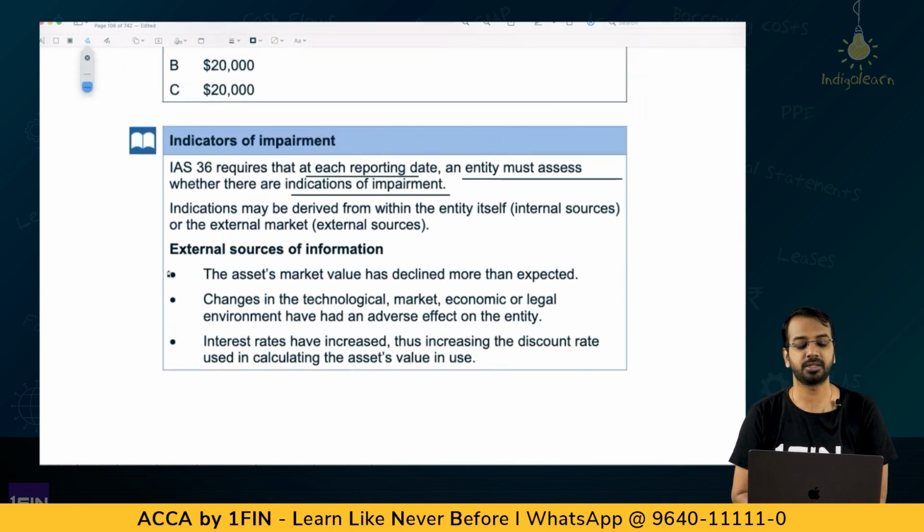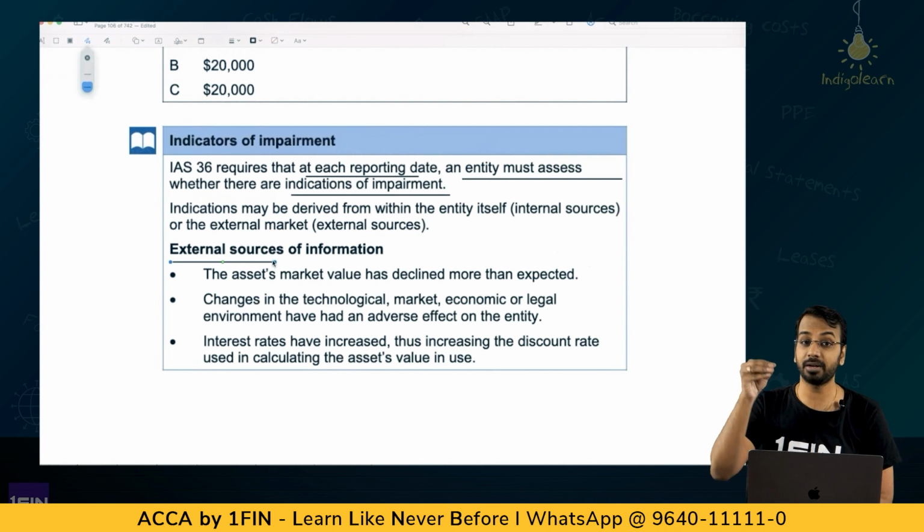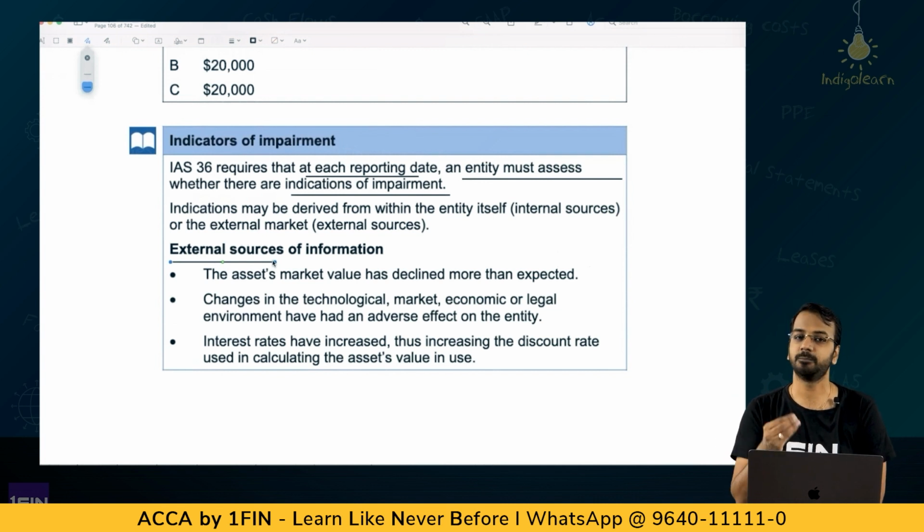Now, what are the indicators? The standard classifies them into two parts: external sources and internal sources. External is something which is outside the entity. One simple example of an external source: let's say I have an investment property, and the market value of those investment properties has crashed in this area. If market values have crashed, the rentals would also have crashed. So, that could be an indicator of impairment.